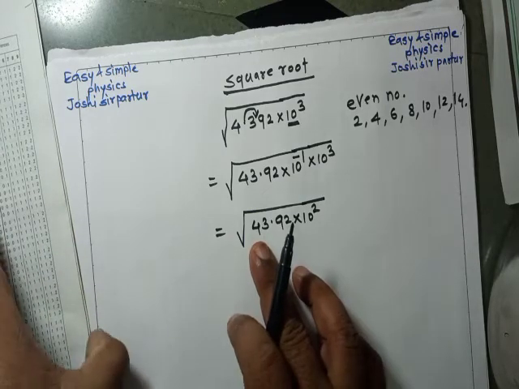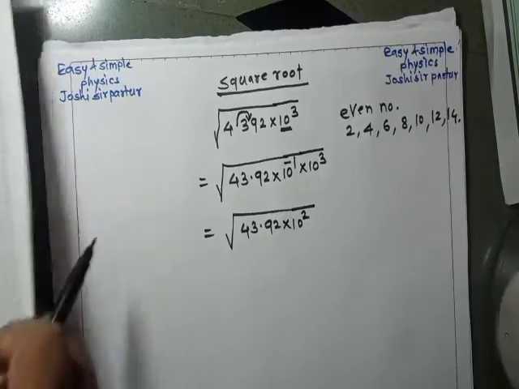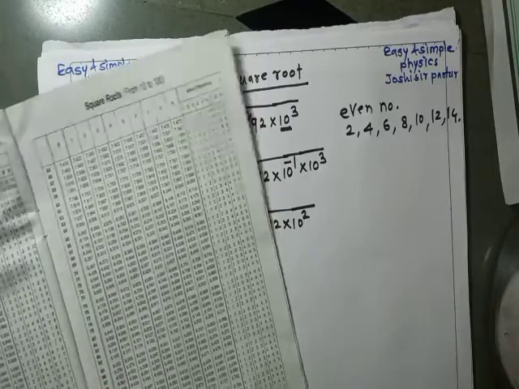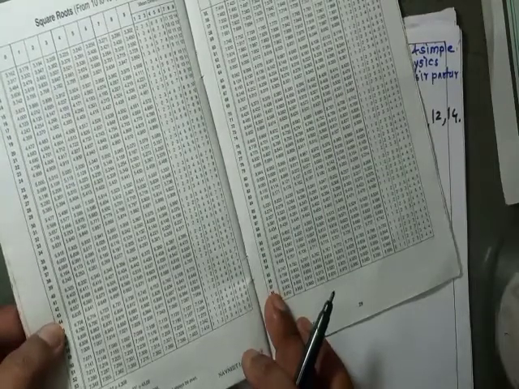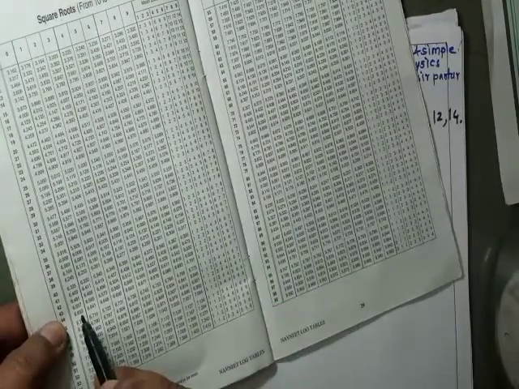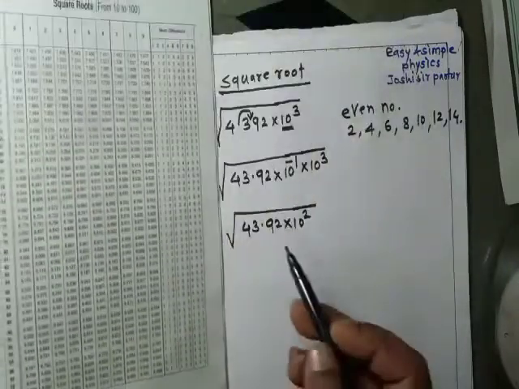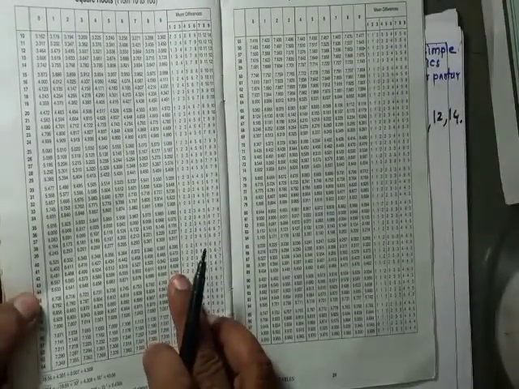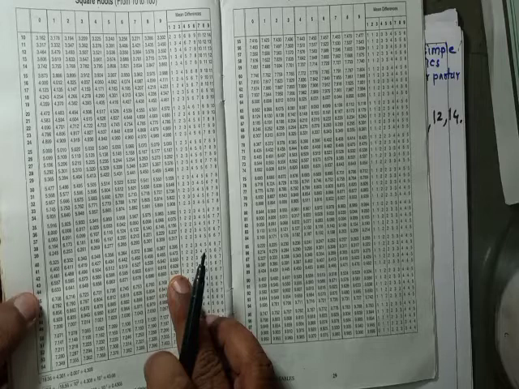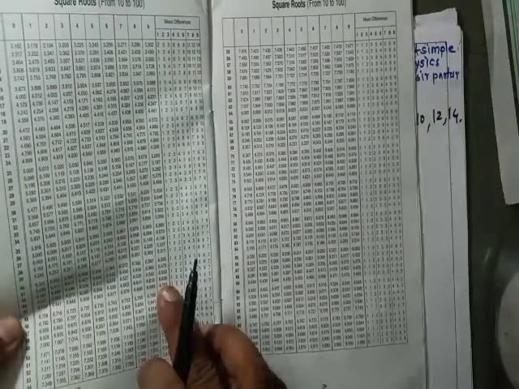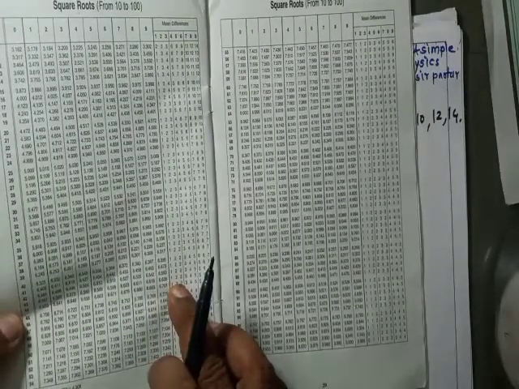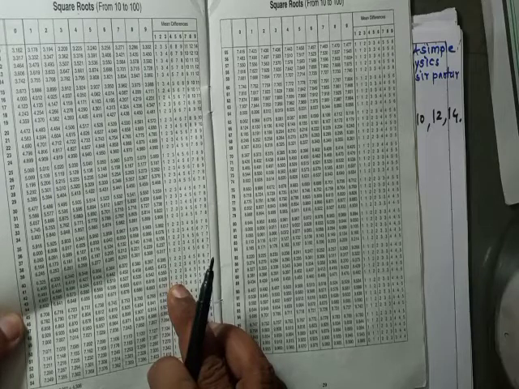Here the first two digits are 43, so we can use the square root table from 10 to 100. First of all we look at 43. Under 0 it is 6.557, but here for 43 in column 9, it is 6.626, and in the mean difference, that is 2. So the mean difference 2 is added, and it becomes 6.628.